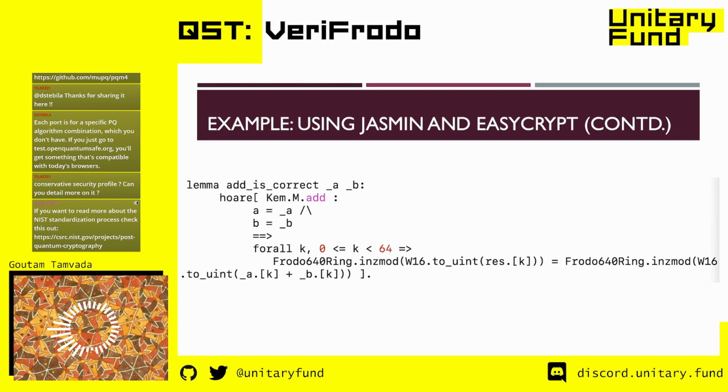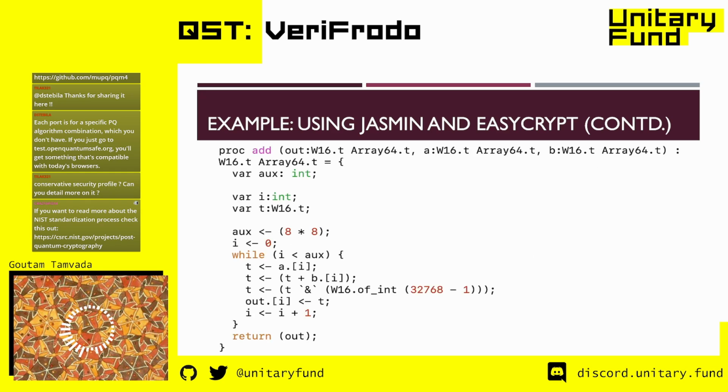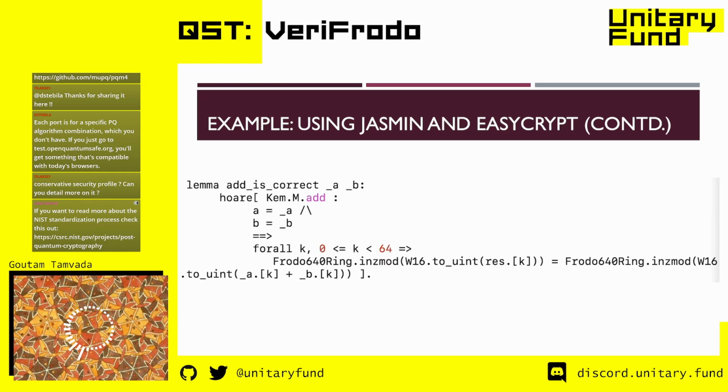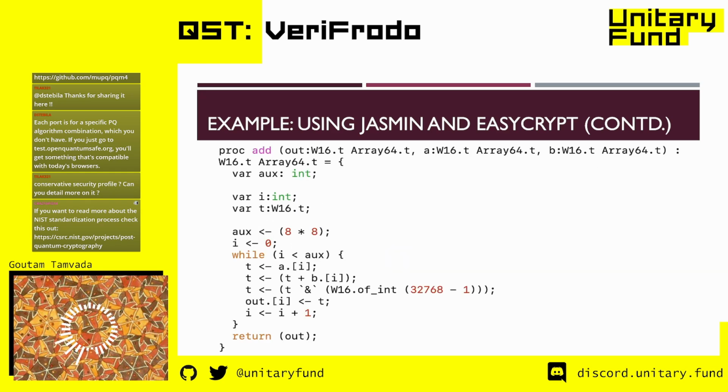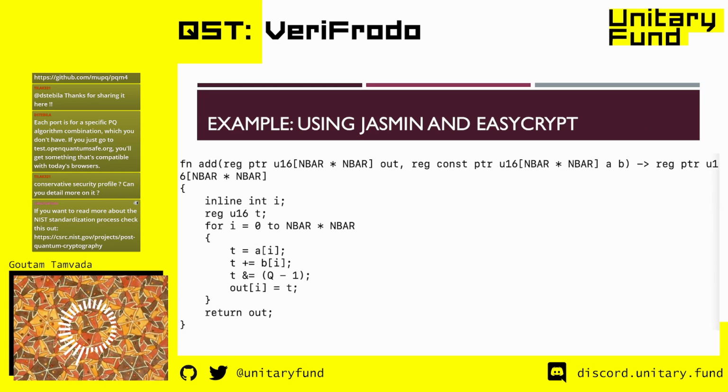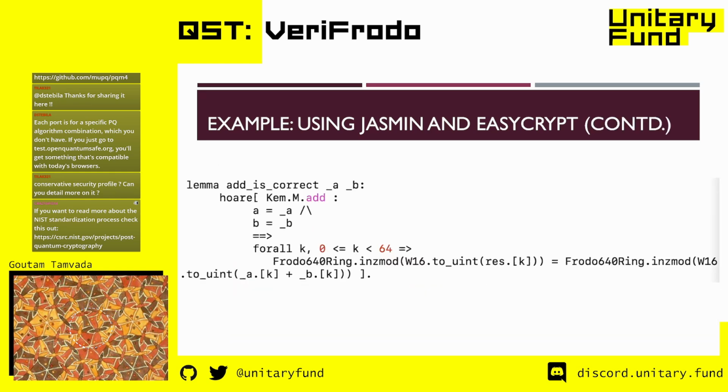And if we're able to prove that this is correct, then we're able to establish some sort of a guarantee about the add function in EasyCrypt. And if we're able to establish that guarantee, we can also have that same guarantee for the add function in Jasmin. And that guarantee transfers over to the assembly code produced by the Jasmin compiler.